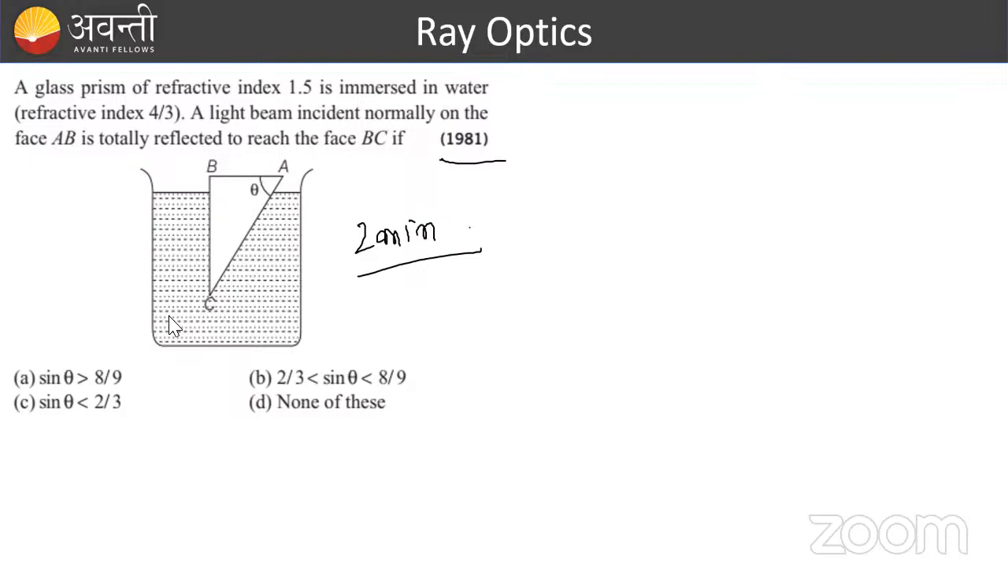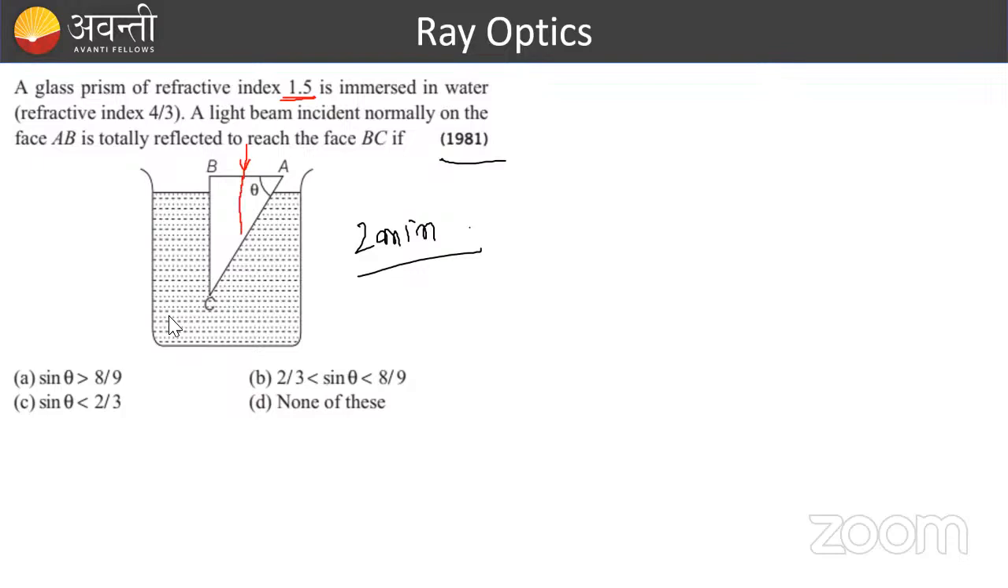Okay, so let's discuss the question. There is a glass prism of refractive index 1.5 that is immersed in water of refractive index 4/3. A light beam is incident normally on the face AB. So on face AB, light is incident normally.